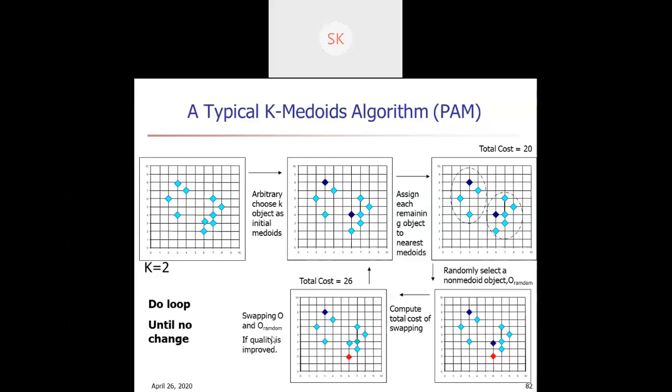Swapping of O and O random is done if the quality is improved. Quality here is the density. So obviously 26 is higher, so it was better with the original point as the medoid. So loop until there is no change in the computation of the total cost. The point with the minimum cost is considered as the medoid.